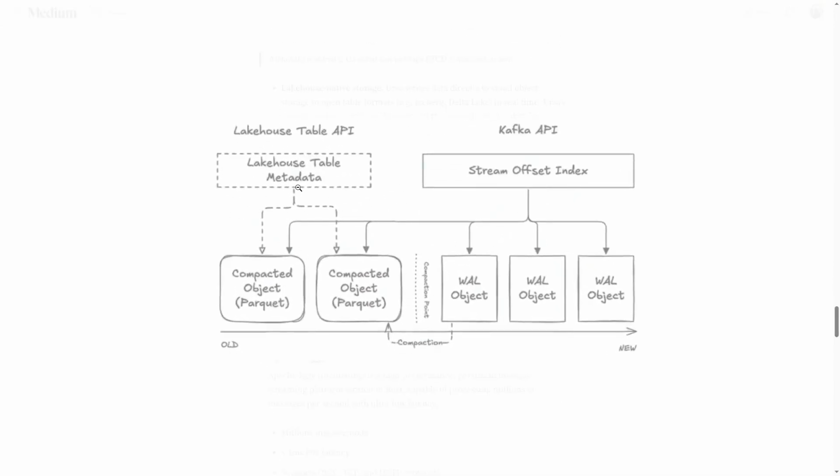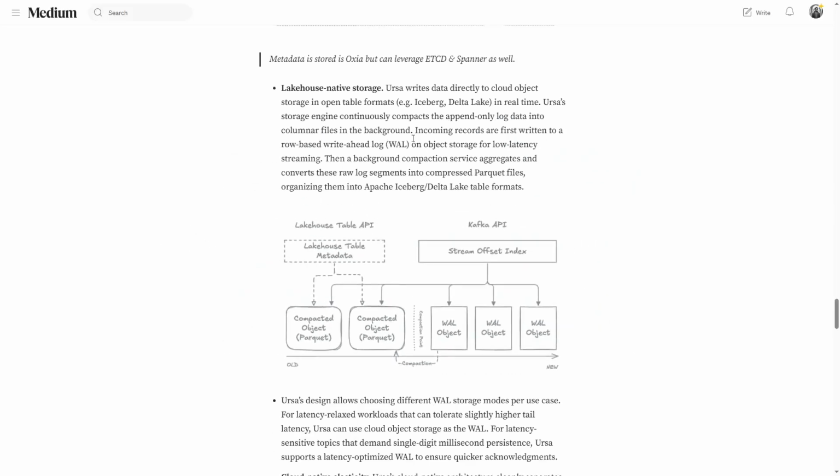As I was saying, they have this concept of lakehouse native storage. The first writes go to their WAL object, which, if we are on BookKeeper, will be on the cluster's disk. If it is not on BookKeeper, then it will be on the object storage itself. This compacted object is the Parquet file. The WAL object is an append only log file, so this log file gets offloaded as a Parquet file.